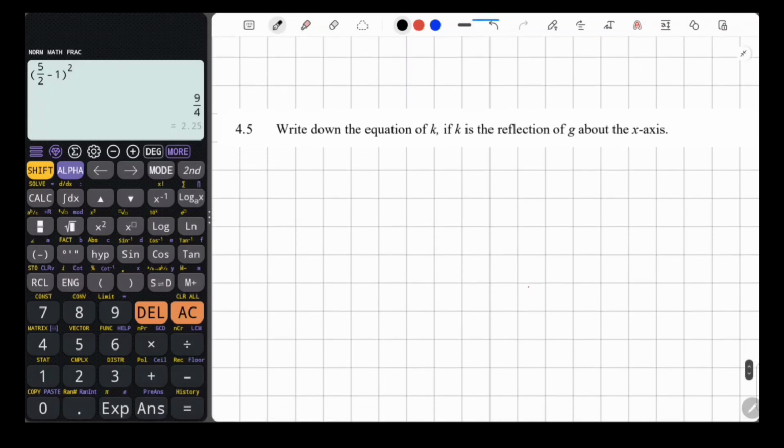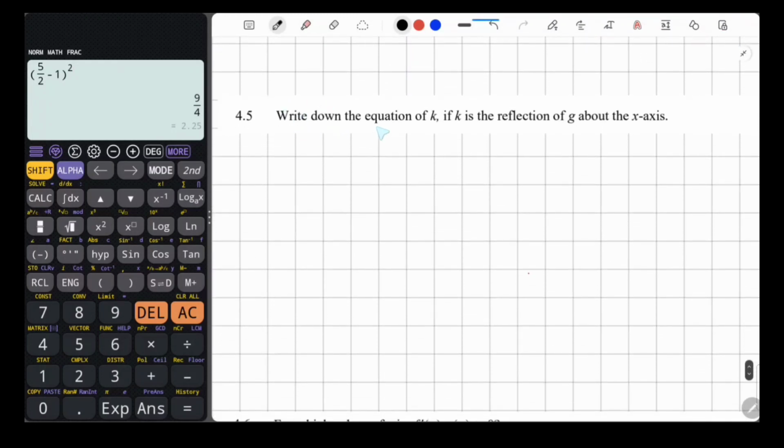Okay, and now we are at 4.5. We are told to write down the equation of k if k is the reflection of G about the x-axis. So remember, with reflections, you just have to think about which axis is it being reflected in and what will change as a result of that.